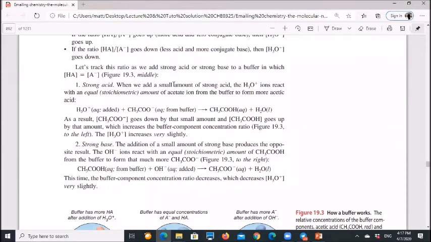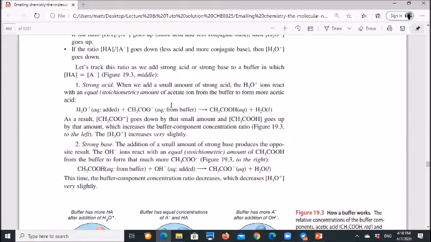Then we add strong acid. When we add a small amount of strong acid, of course, this strong acid produces hydronium ion, correct? This hydronium ion reacts with an equal amount of acetate ion, the conjugate base, from the buffer to form more acetic acid. Here is the equation: the hydronium ion from the added strong acid reacts with the acetate ion from the buffer to produce CH3COOH plus H2O.